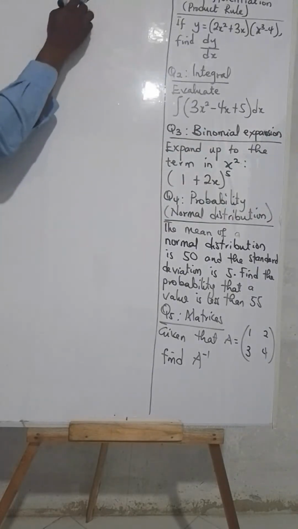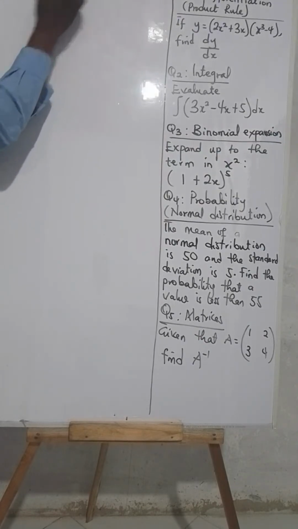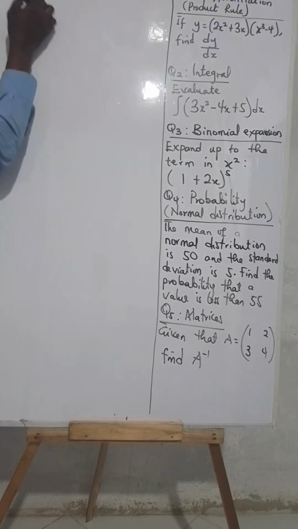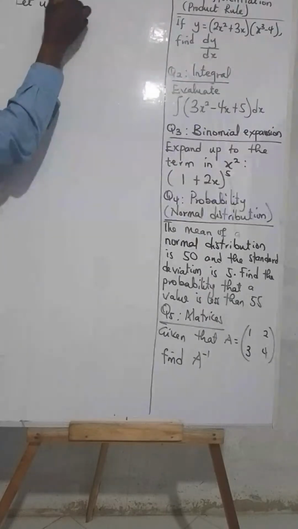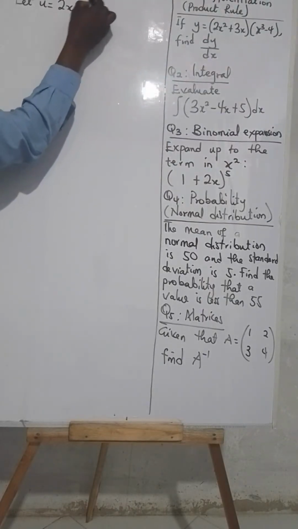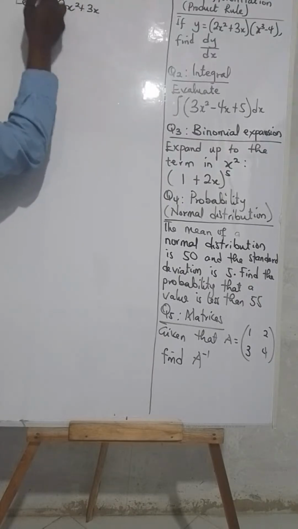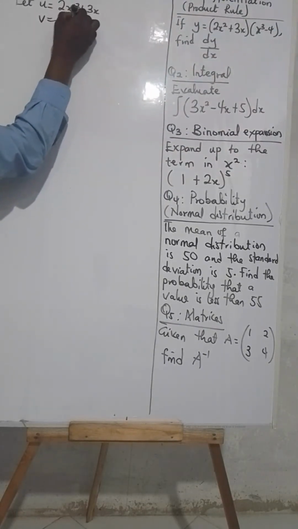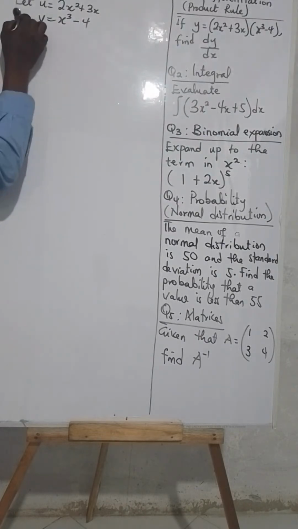Right, so with this, the first thing to do is to represent these two different expressions. We can let u be equal to 2x squared plus 3x. Then we can let v equal x exponent 3 minus 4. Right. So from here we can use the product rule.